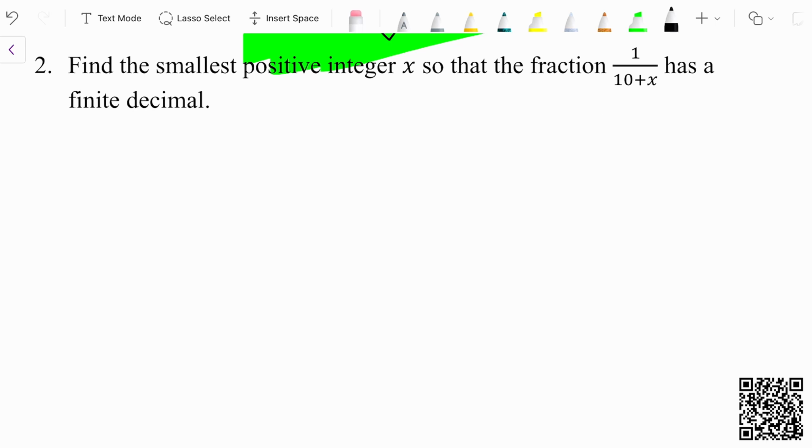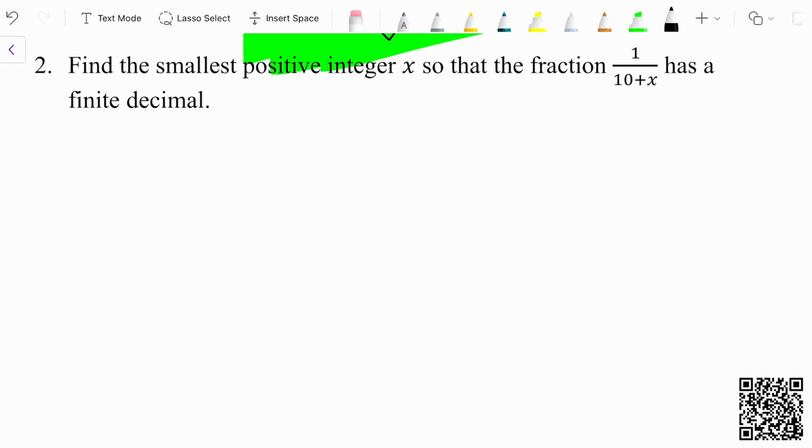Since it's asking for the smallest one, if you're not immediately sure, you can always count up. 0 is not positive, and if it was 0, that would be a little too easy. But if we add 1, then it would be 11. 11 doesn't work, that doesn't include 2 or 5, and it includes 11, which is a prime number in the prime factorization.